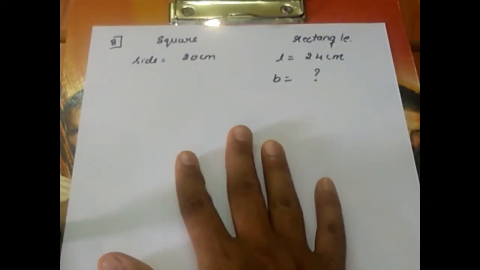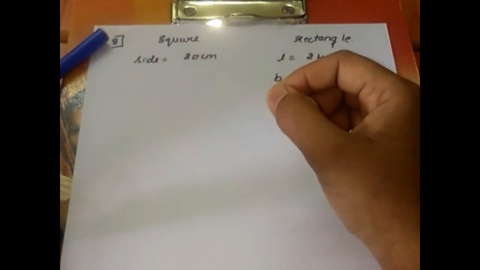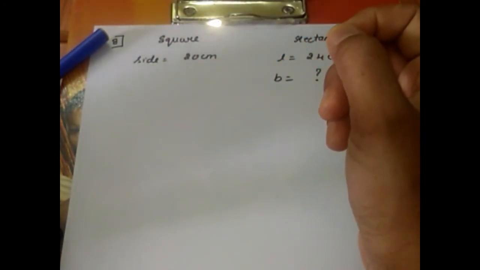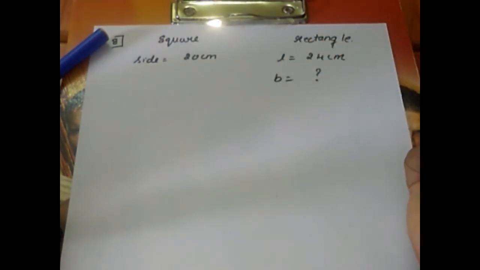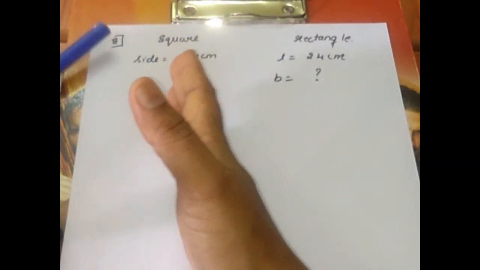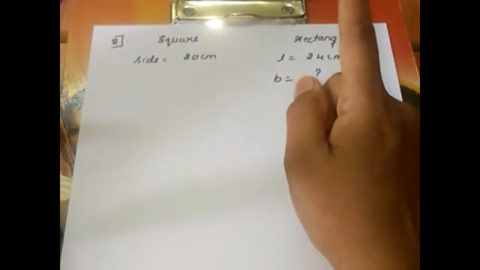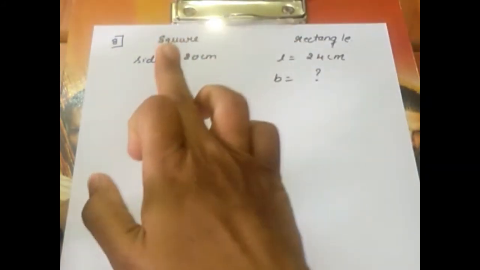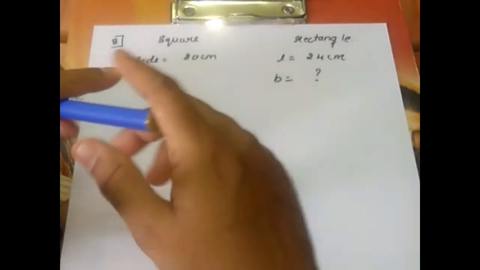Now this is the last and new concept which you need to know in this exercise, children. When any wire is bent into the shape of a square and then changed into a rectangle shape, what happens in this case? The perimeter of the square will be equal to the perimeter of the rectangle. Why? Because the length of wire used to form the square shape is the same as the length of wire used to form the rectangle shape.